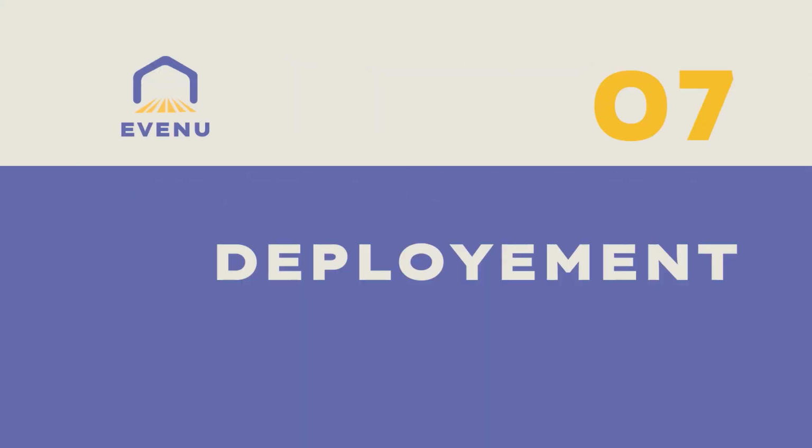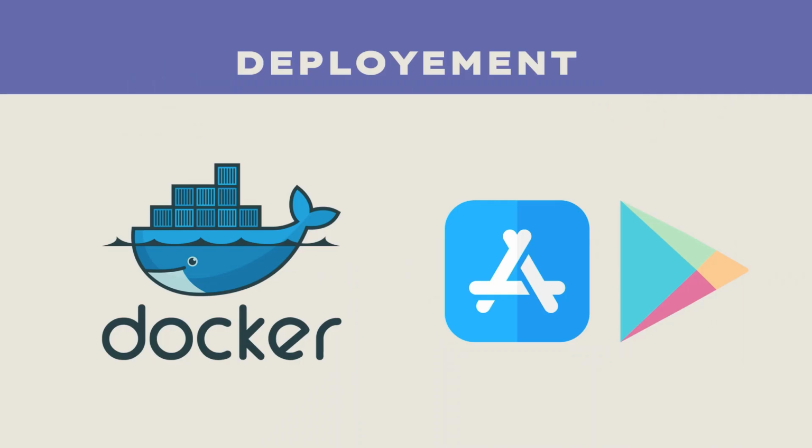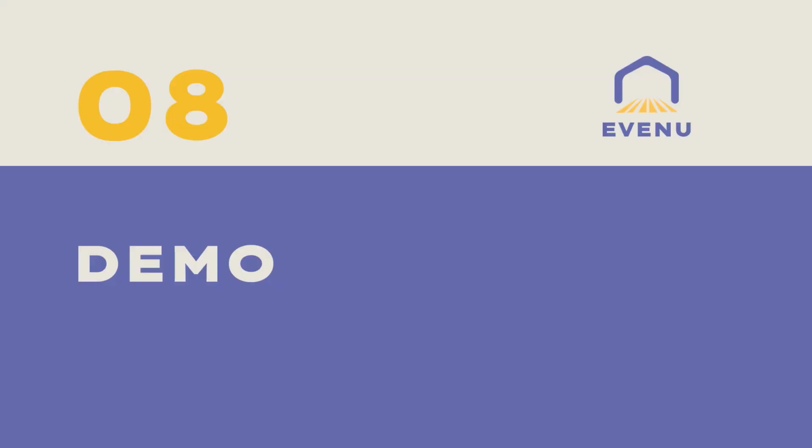And now we're going to move on to deployment. When it comes to the server side, we deploy the system using Docker, which is a tool used to streamline deployment and use the server on multiple platforms. And when it comes to the mobile app, we're planning to deploy it on both iOS using the Apple App Store and Android using the Google Play Store. And finally, we're going to move on to the demo. We have 3 demos. The first one would be for the registration app, the second one would be for the event entry app, and the third one would be for the EvenU website.